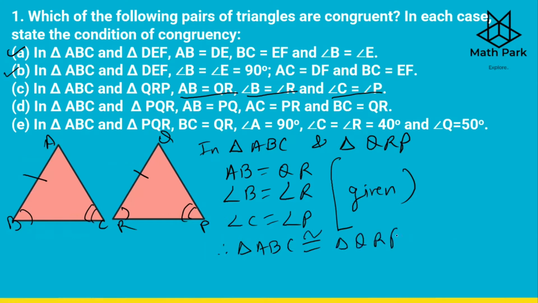The correspondence is very important. AB and QR are corresponding. By what? By angle, angle, side. So the triangles are congruent by AAS. Got it? Of this question.